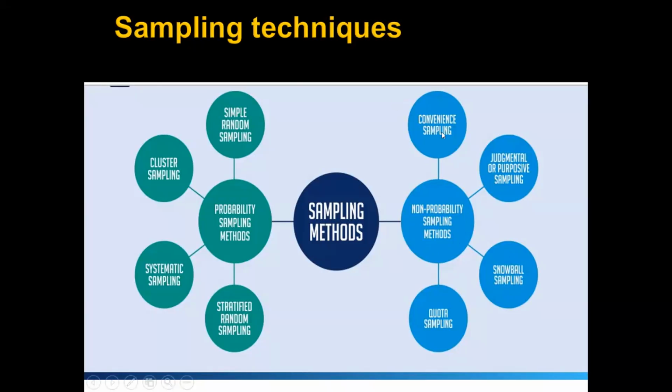So non-probability sampling techniques में भी 4 techniques आती हैं. मैं important techniques ही आपको बता रही हूँ. One is convenience sampling, another is judgmental or purposive sampling, third is snowball sampling, and fourth is quota sampling. So in this way, there are 8 sampling techniques, 4 in probability sampling methods and 4 in non-probability sampling methods.